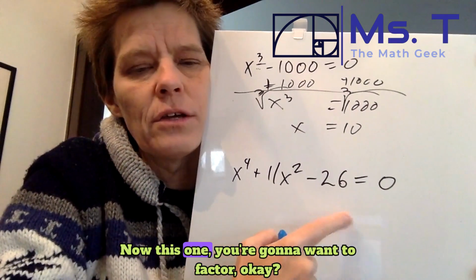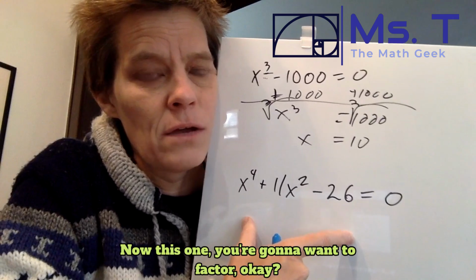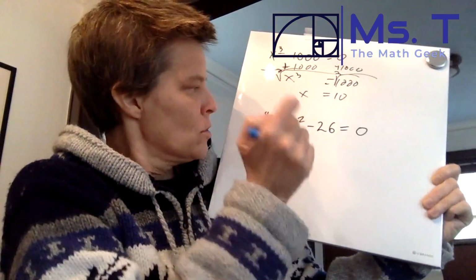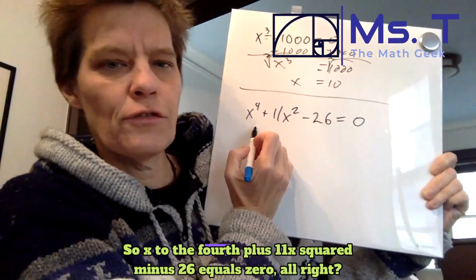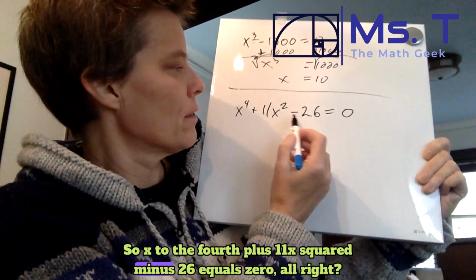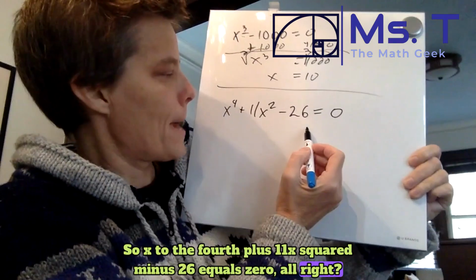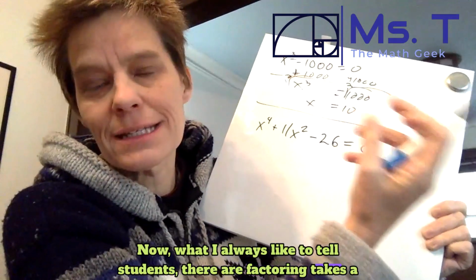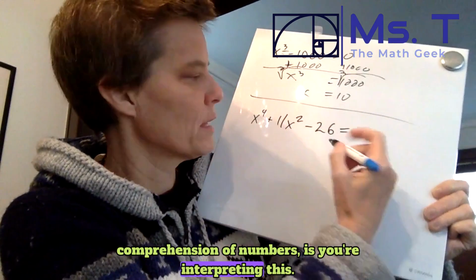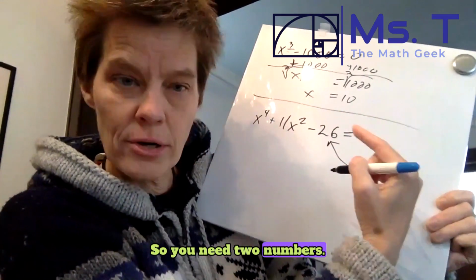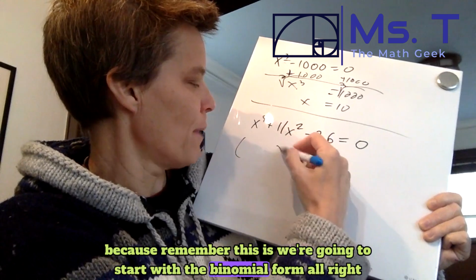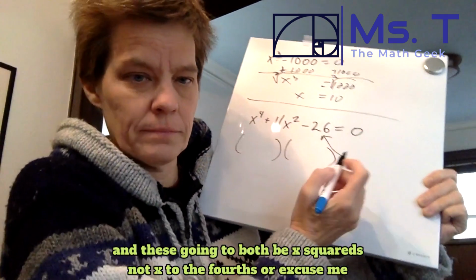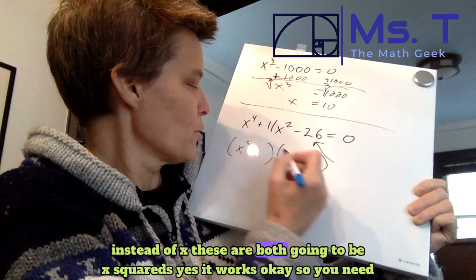Now this one, you're going to want to factor. So let's consider what factoring looks like for the bottom one: x to the fourth plus 11x squared minus 26 equals 0. What I always like to tell students, and factoring takes a comprehension of numbers, is you're interpreting this. You need two numbers, because we're going to start with the binomial form, and these are both going to be x squareds, instead of x.